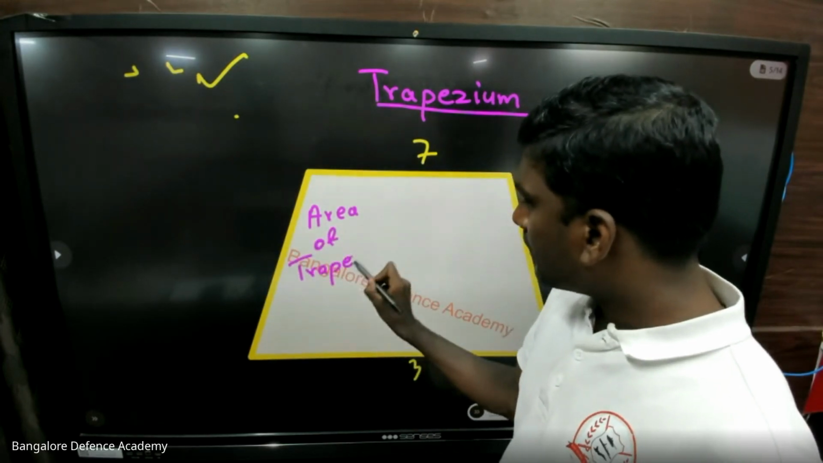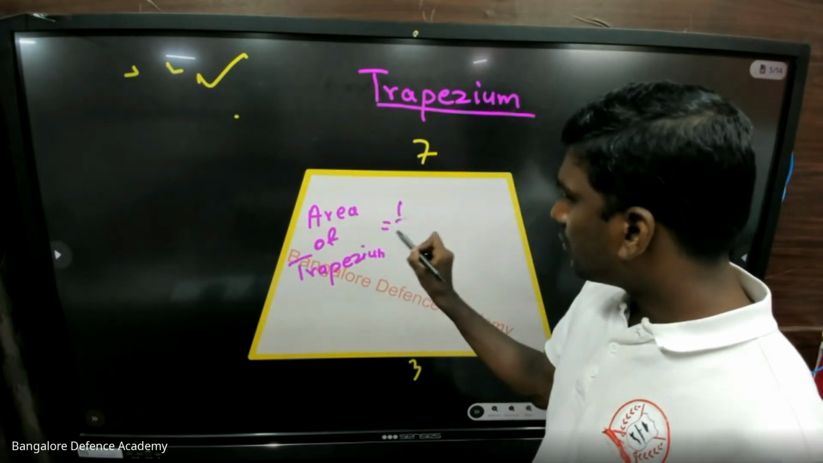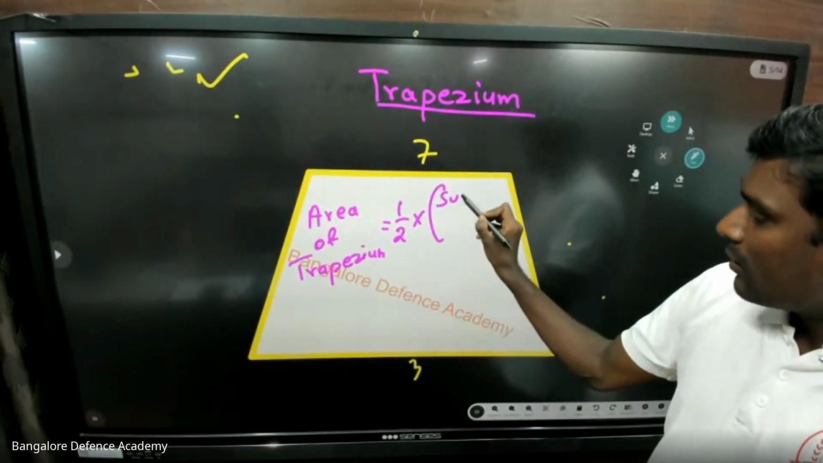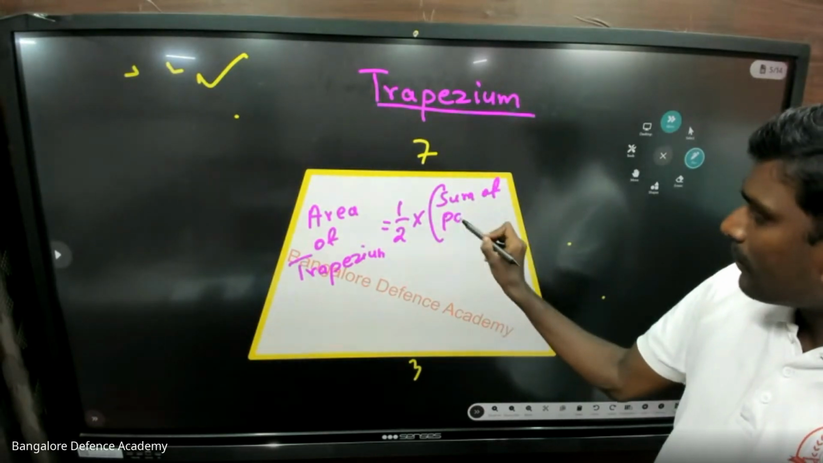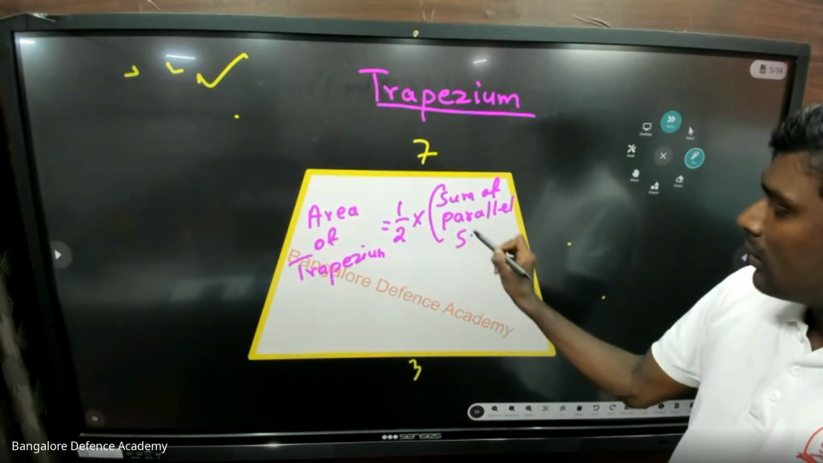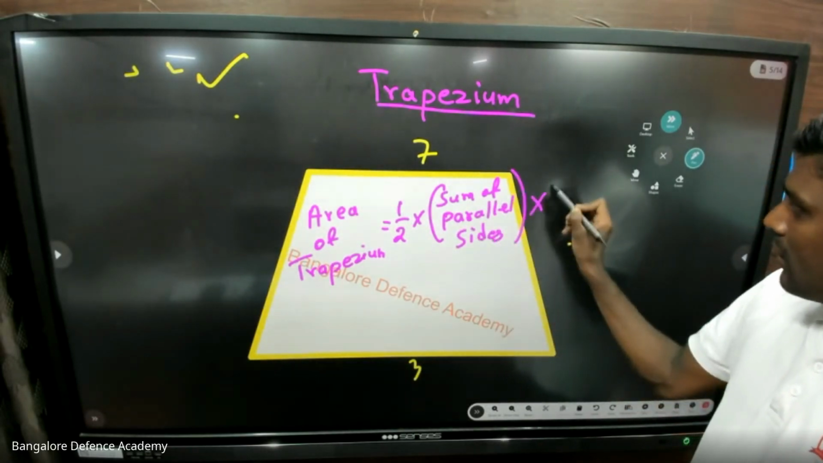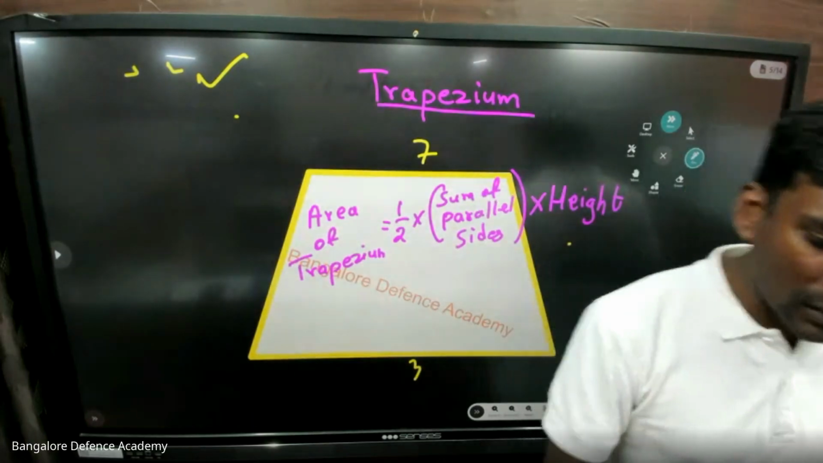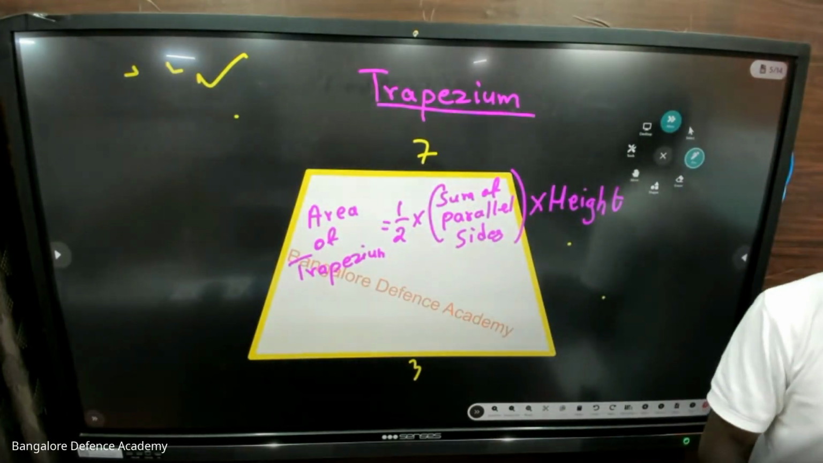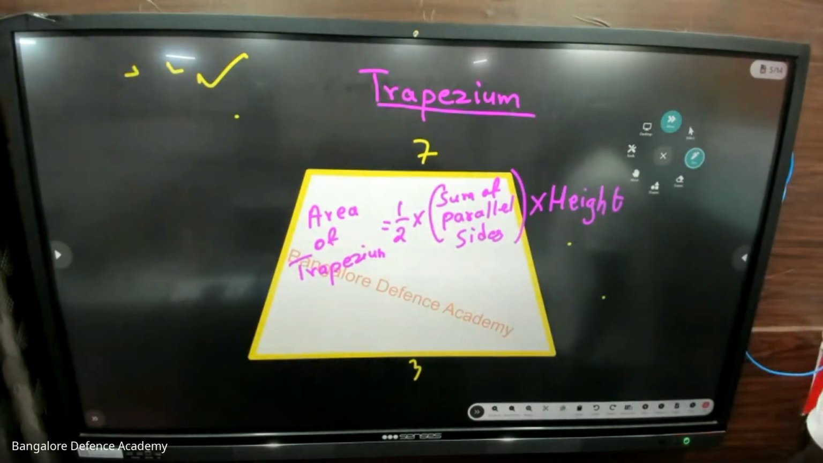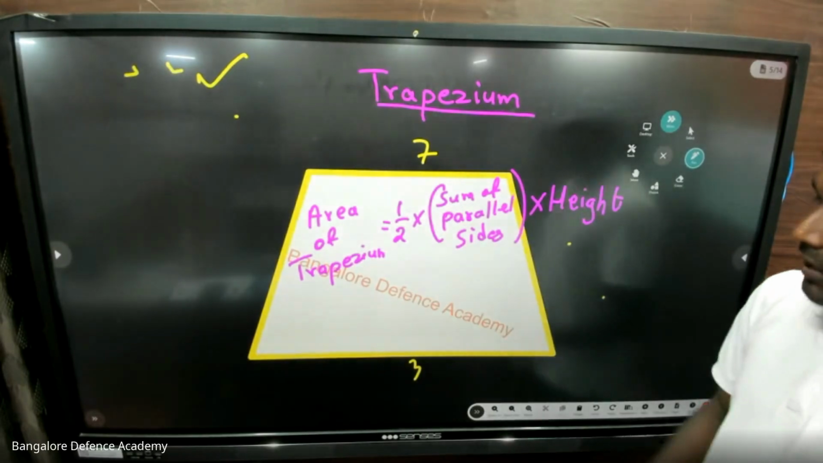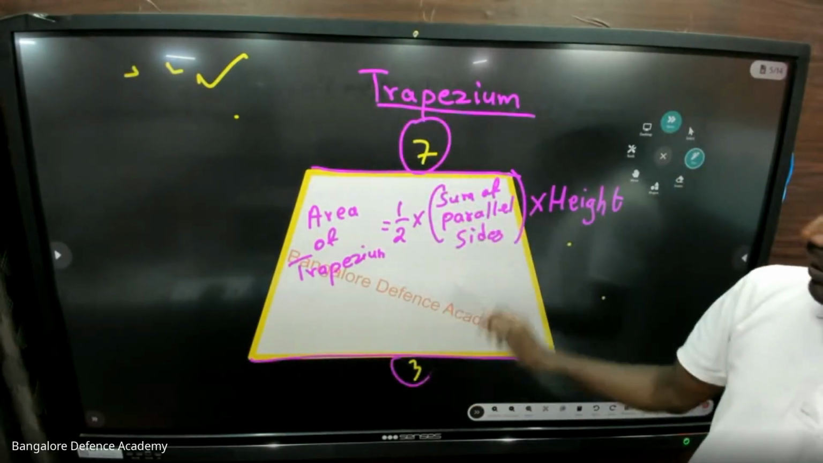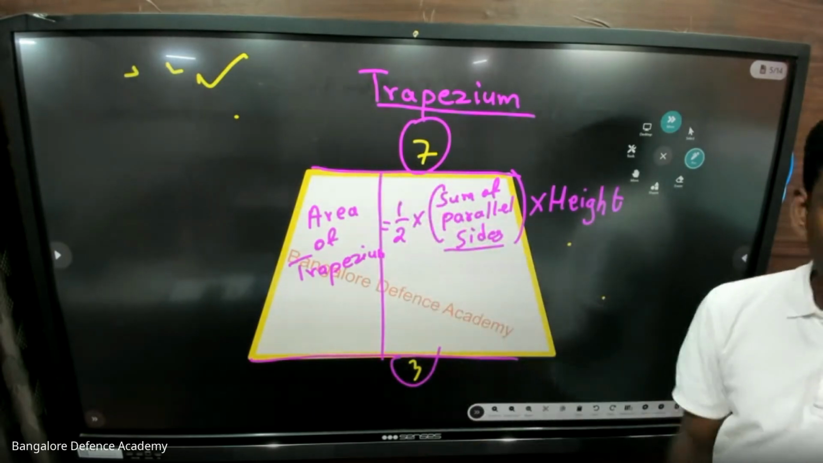Area of trapezium is equal to half into bracket, you have to write in the bracket the sum of parallel sides, into height. Half into sum of parallel sides into height. So here, this is a parallel line and this is a parallel line. You should add 7 plus 3 in this bracket, and then the height will be given. Then you have to find the answer.